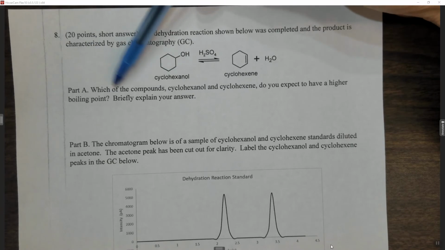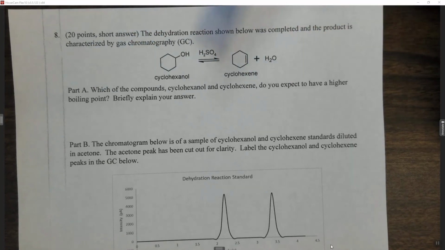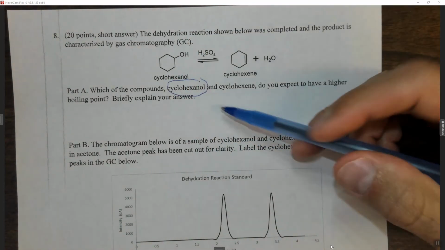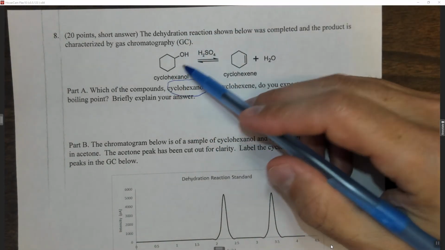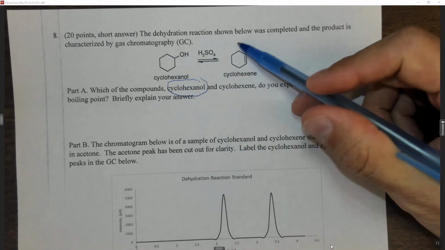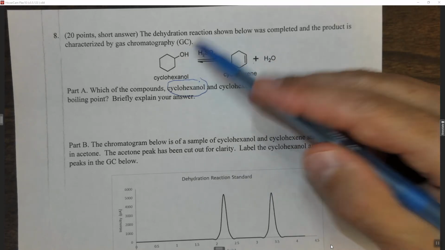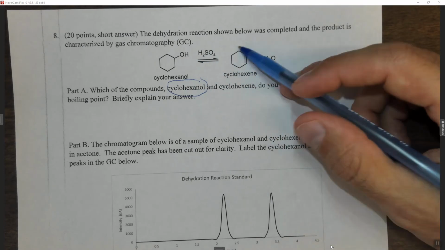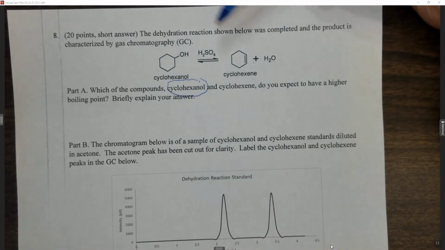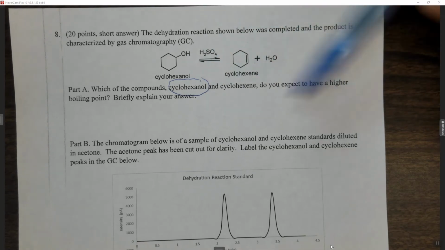It's an elimination reaction. It says, which of the compounds, cyclohexanol or cyclohexene, do you expect to have the higher boiling point? Well, the one with the higher boiling point is going to be your cyclohexanol. Why? This has an OH group on it, which has hydrogen bonding. This molecule really only has dispersion forces. So we have a molecule that's polar and has hydrogen bonding, and we have one that only has dispersion forces. So since this has stronger intermolecular forces, it's going to be expected to have the higher boiling point. And as usual, I'm not going to write the explanation, I'm going to say the explanation.